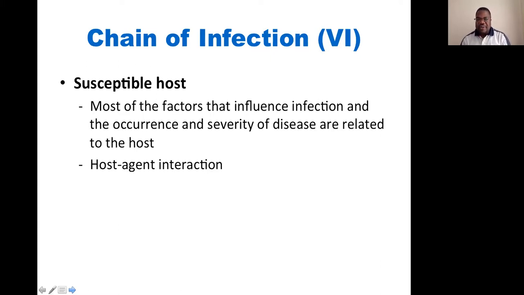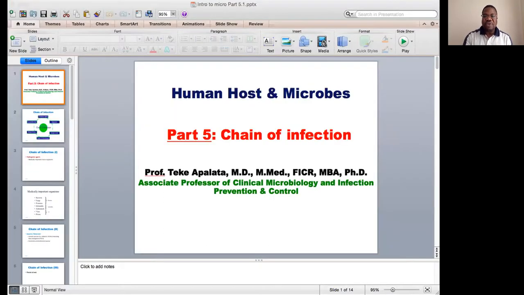Then the last element in the chain of infection is the presence of a susceptible host. All the factors, especially the host immune system and the host's underlying problems, make a specific host become susceptible to a specific infection or a specific pathogen. So this is what we call the chain of infection. You need all these elements to be there together so that an infection can take place.